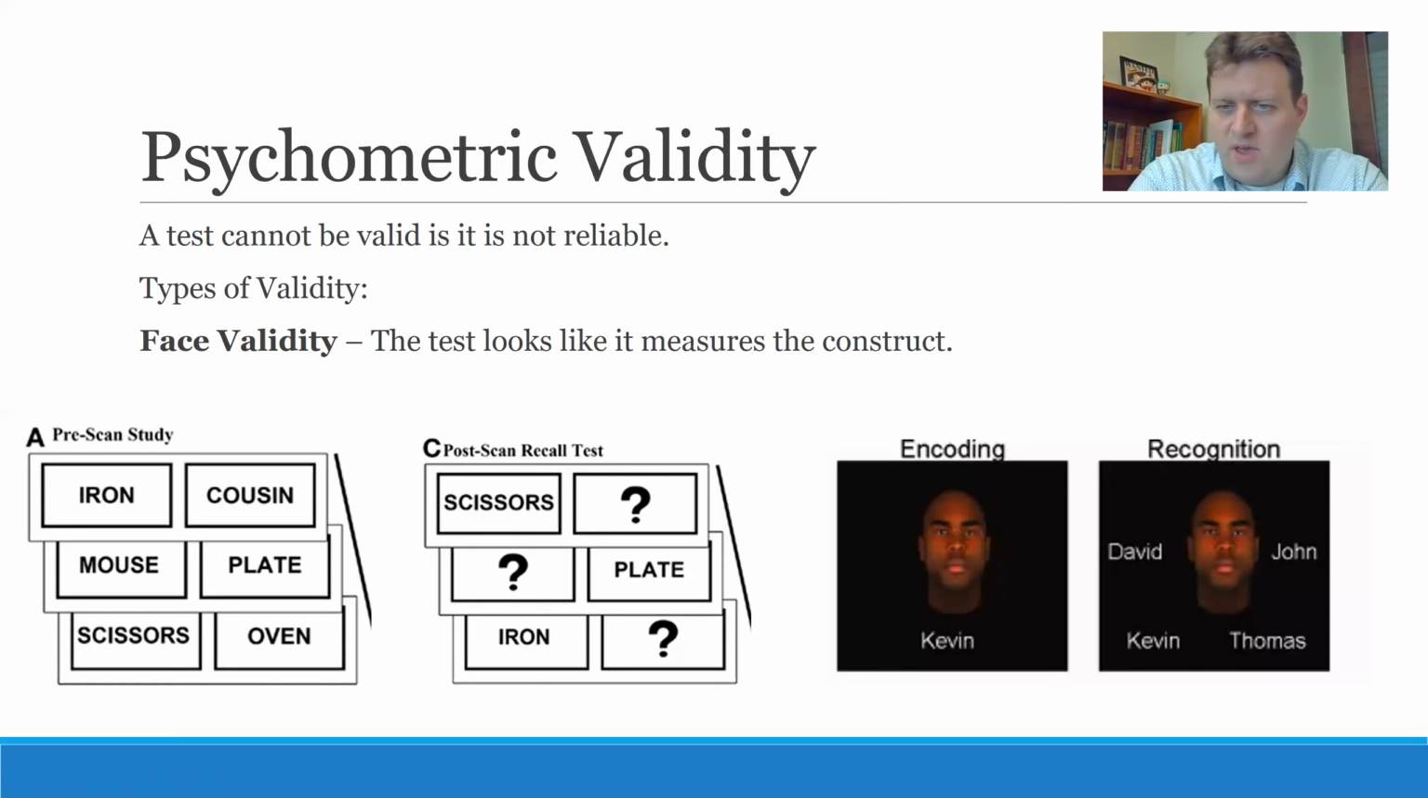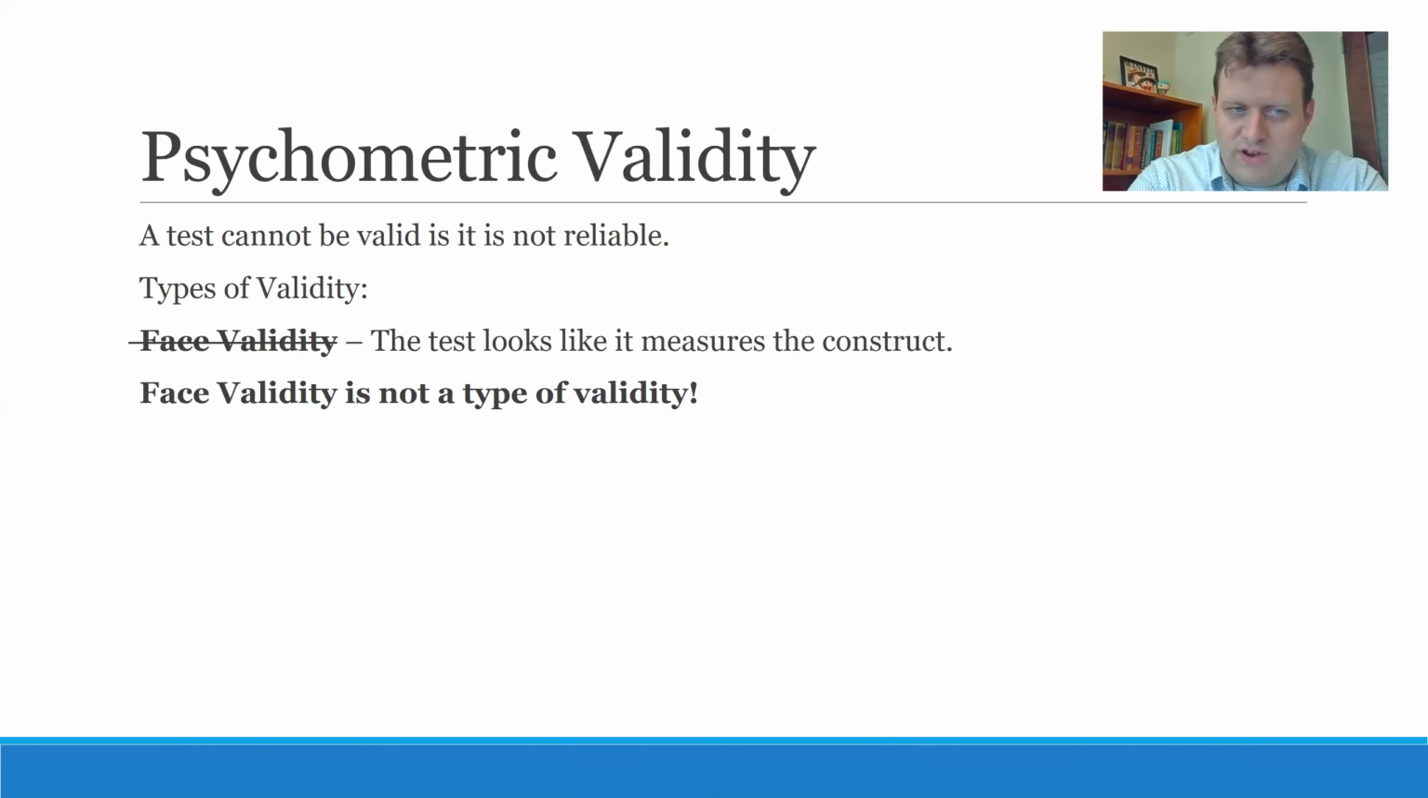We can contrast this with memory for names and memory for faces. So here in this task, we have a face, and we learn that this person is Kevin. And then later on, we see this person's face, and we need to figure out what his name was. All right. This seems much more similar to what we might engage with in the real world. This seems like it's a better measure of memory because it looks like something that we engage in in the real world. But face validity is not a good way of examining psychometric validity. So here I have: face validity is not a type of validity.